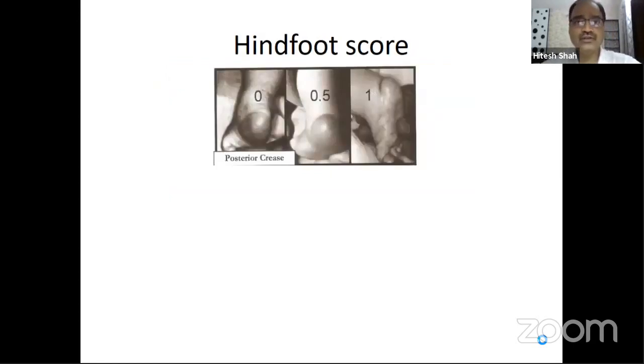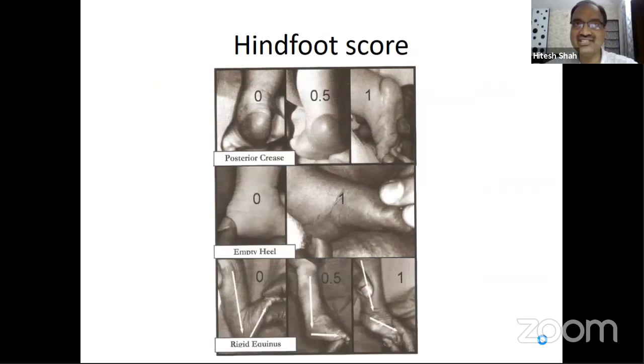When we are going to treat a child with clubfoot, we need to identify what the deformities are. Pirani has simplified this into a quantification of the hindfoot deformity and the forefoot deformity. The hindfoot deformity is divided into the posterior crease, the empty heel, and rigid equinus. There are 6 scores, 3 hindfoot and 3 forefoot, to identify the severity of the deformity.